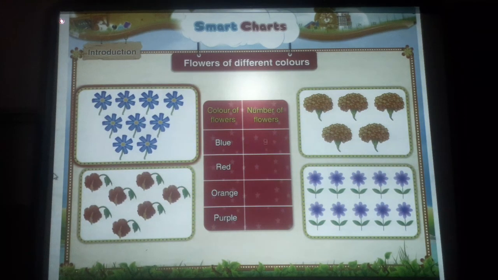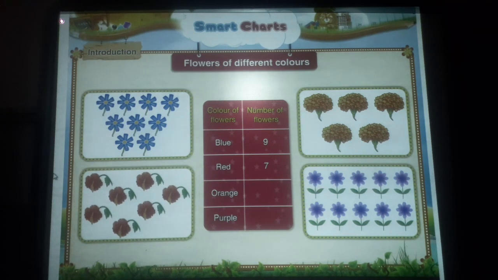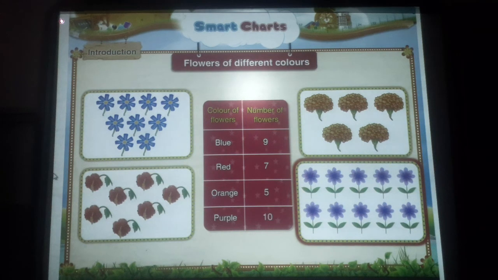There are 9 blue colored flowers. There are 7 red colored flowers. There are 5 orange colored flowers. There are 10 purple colored flowers.